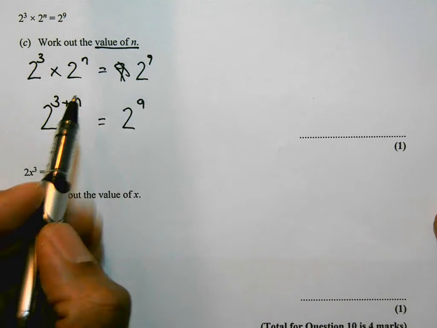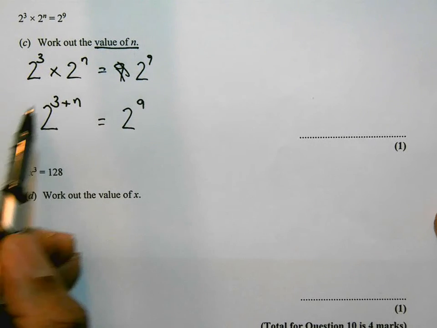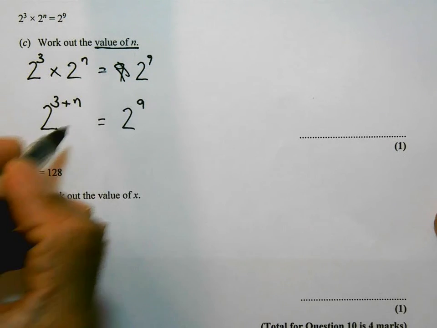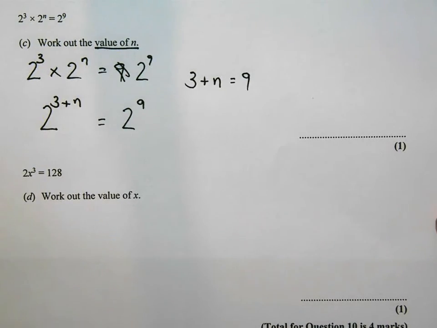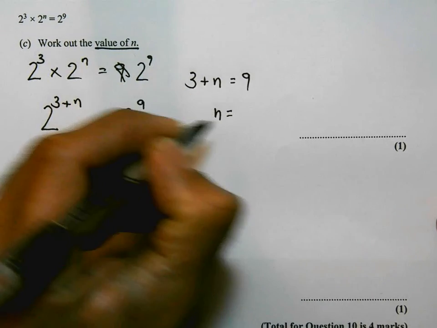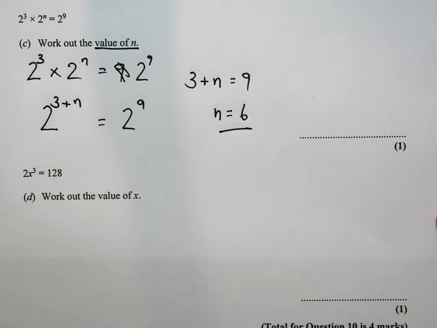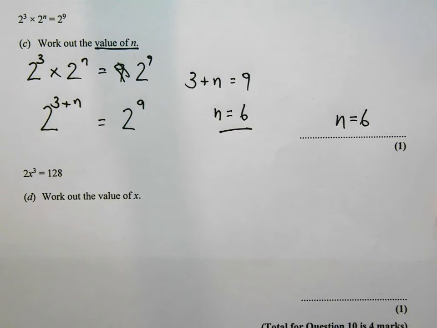If I look at the powers, the fact that the bases are the same means that the powers need to be identical. So 3 plus n is equal to 9. In other words, I need to think about what number do I add on to 3 to get 9, and you should know that n must be 6, and that's what I'm going to write in my answer space. This is a straightforward question, right? It's not particularly tricky. You just need to make sure you understand and apply the knowledge you have.